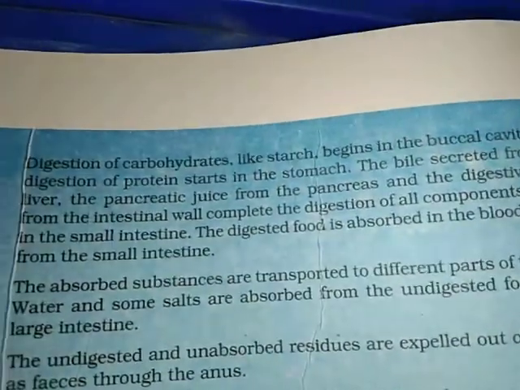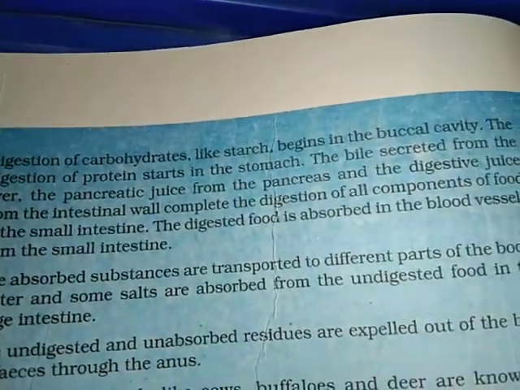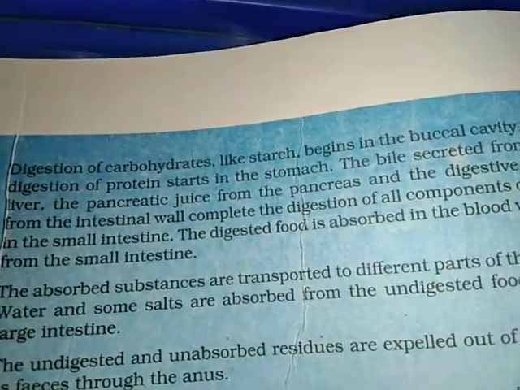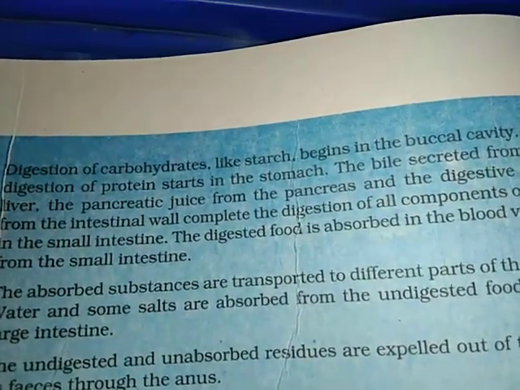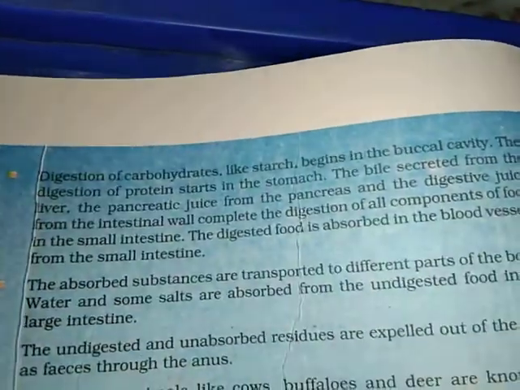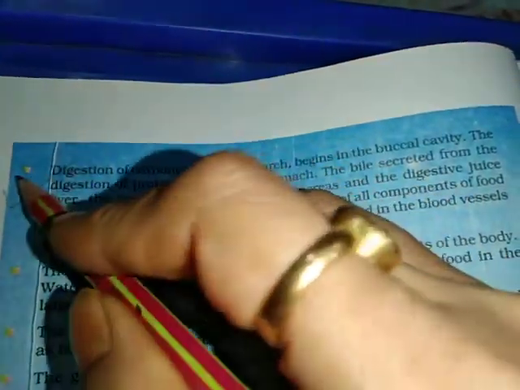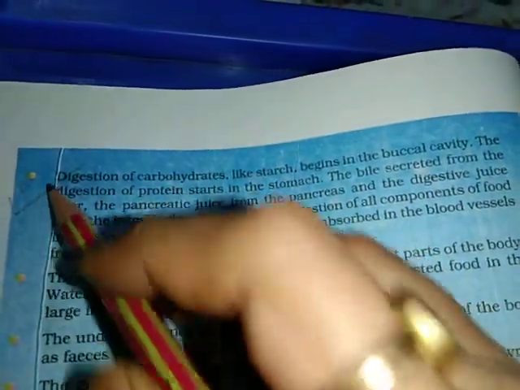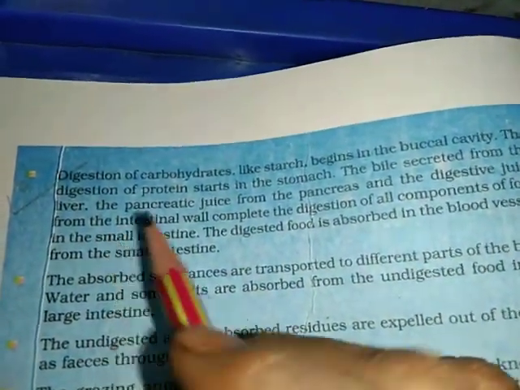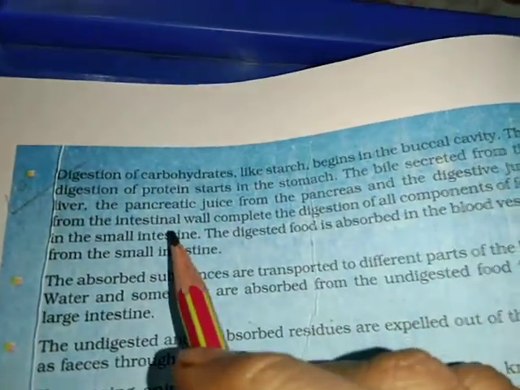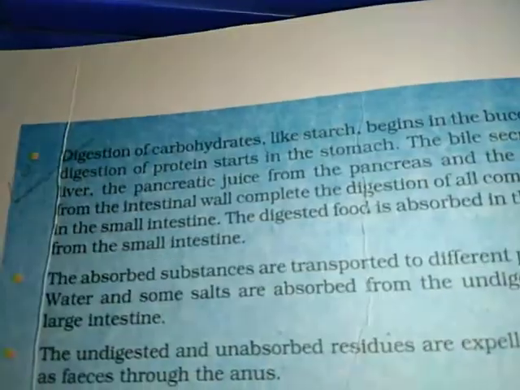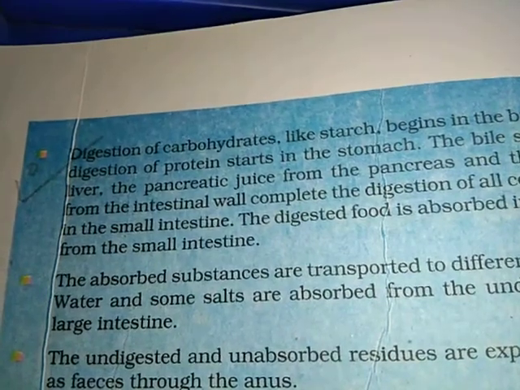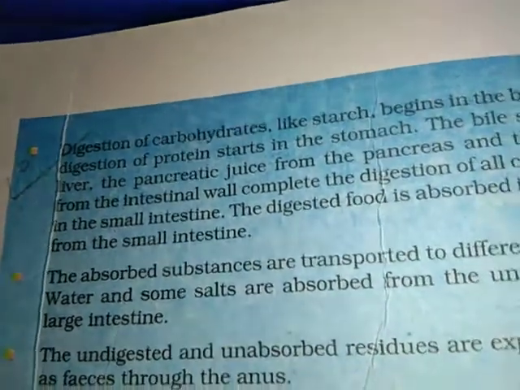The bile secreted from the liver, the pancreatic juice from the pancreas, and the digestive juice from the intestinal wall complete the digestion of all components of food in the small intestine. This is also very important. The digestion is completely completed in your small intestine, and when the undigested food passes into the large intestine, only absorption of water is left out.